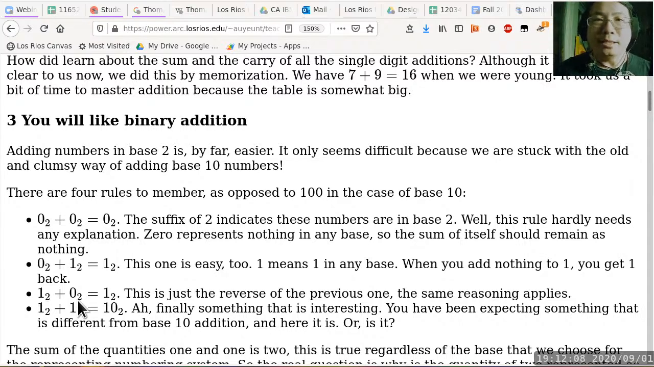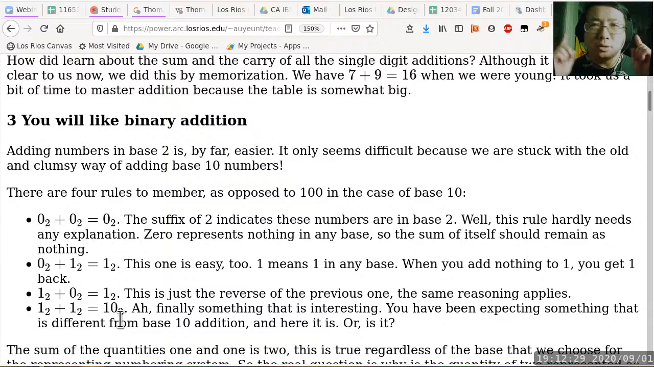Okay, no big deal. So now we are getting to the last case, which is the only one that looks a little strange, but wait, that makes sense now. So we'll take a look at this one. 1 in base 2 plus 1 in base 2 is 1, 0 in base 2. So now the question is, why does it look so strange?